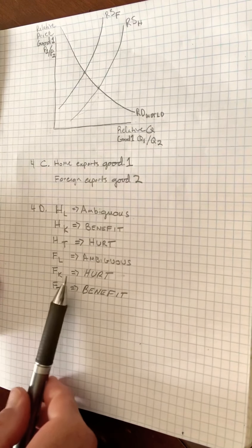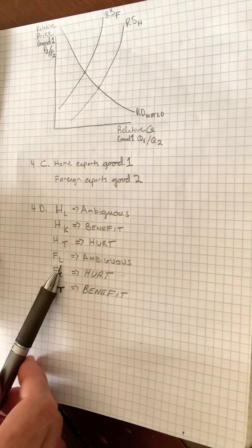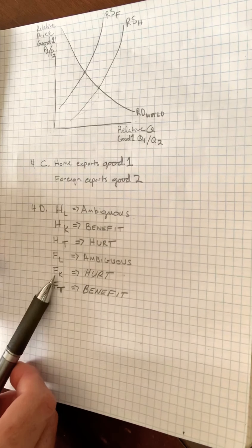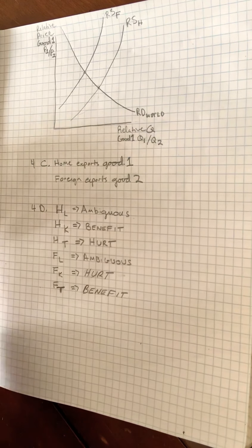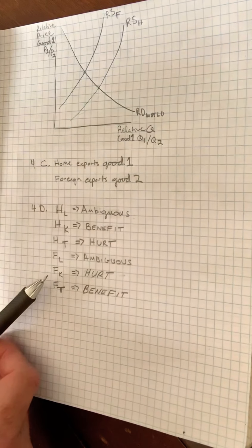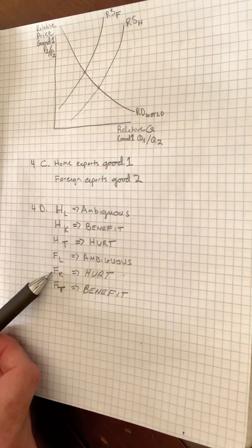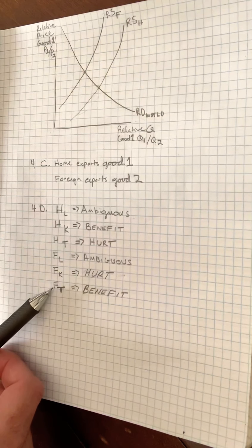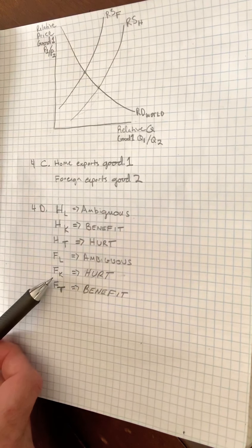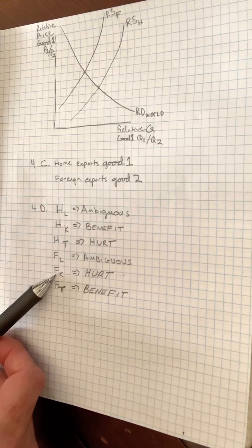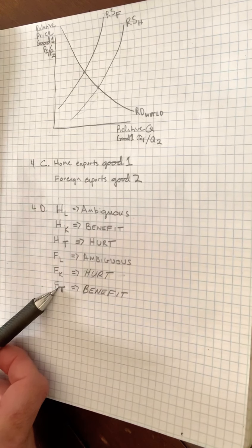Okay, and then at foreign, again, labor is ambiguous, but now capital and land is flipped because foreign is going to export the good that is land sensitive, and it's going to import the capital sensitive. So the imports are hurt and the exports benefit.